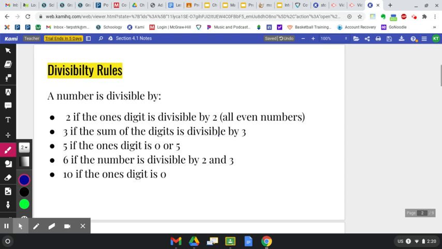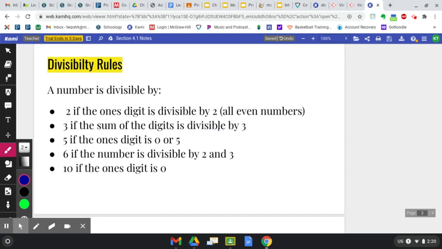We'll start by looking at the divisibility rules, and you may or may not have gotten to these in sixth grade. So this could be a review for some of you. Divisibility rules just tell us if a number 2, 3, 5, 6, or 10 divides into a number by different rules, right? Obviously, if a number is even, or if the ones digit is divisible by 2, then the whole number is divisible by 2.